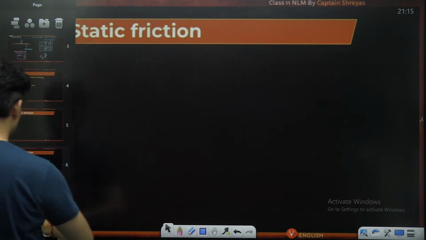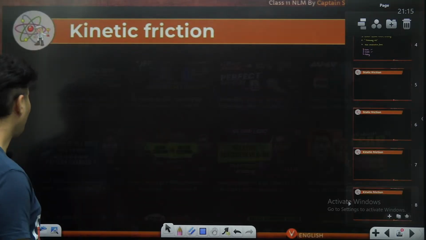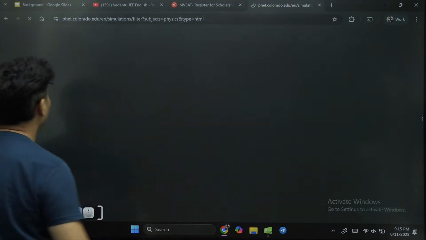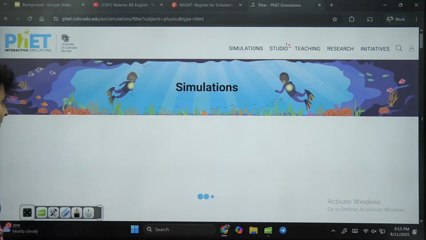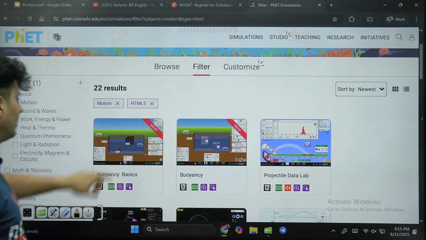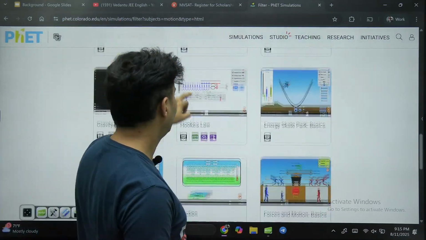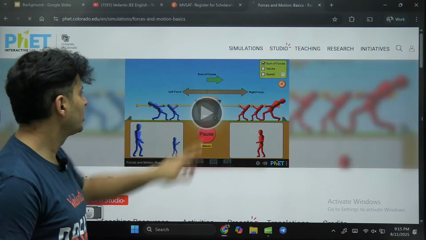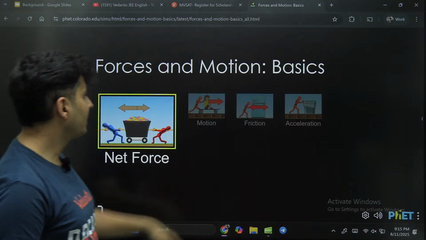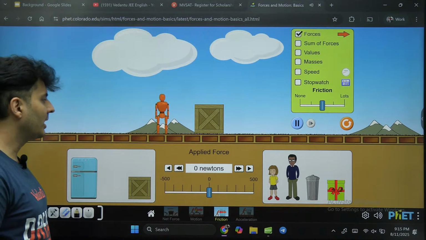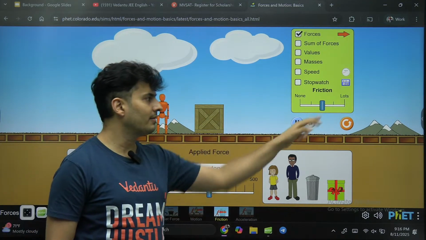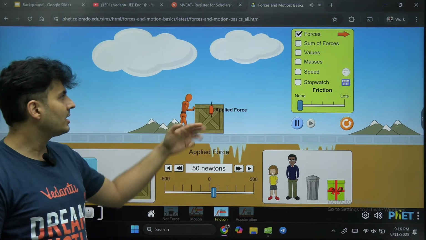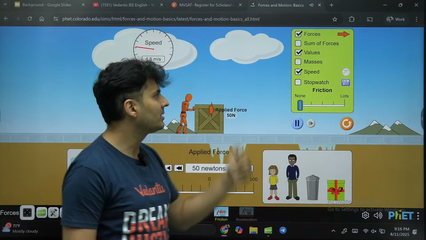Let's start talking about static friction first, and then let's talk about kinetic friction. For that, I will open up our PhET simulation, and you will realize everything immediately. Let's go to motion, and let's get friction into play. As you can see, this surface is having friction. If it did not have friction, this dude out here, if he pushes this block, it starts moving. Let's see the values and the speed. So it's very obvious.